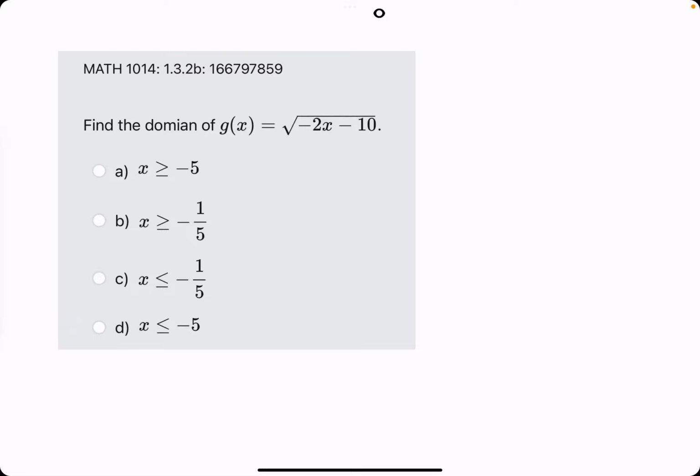Okie dokie. In this video, I'll go through 3 examples of this problem. Let's get into it. They ask us to find the domain of this function, the square root function. To find the domain is to find all the x values that work.